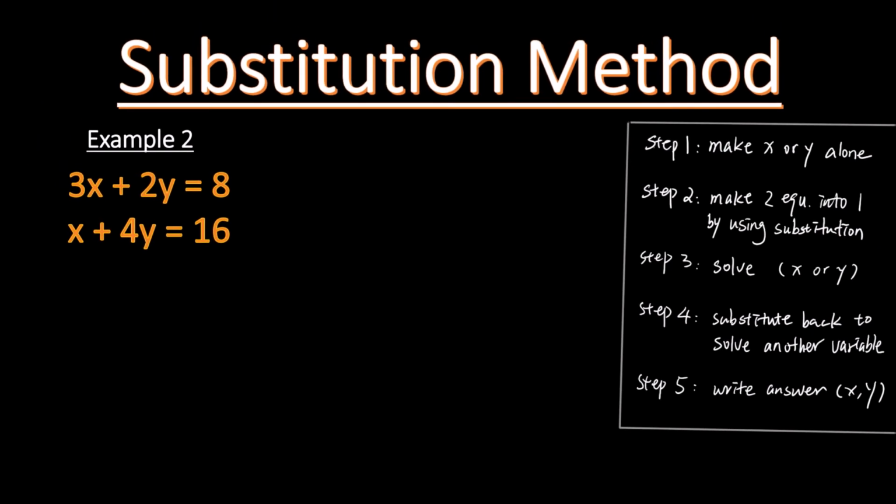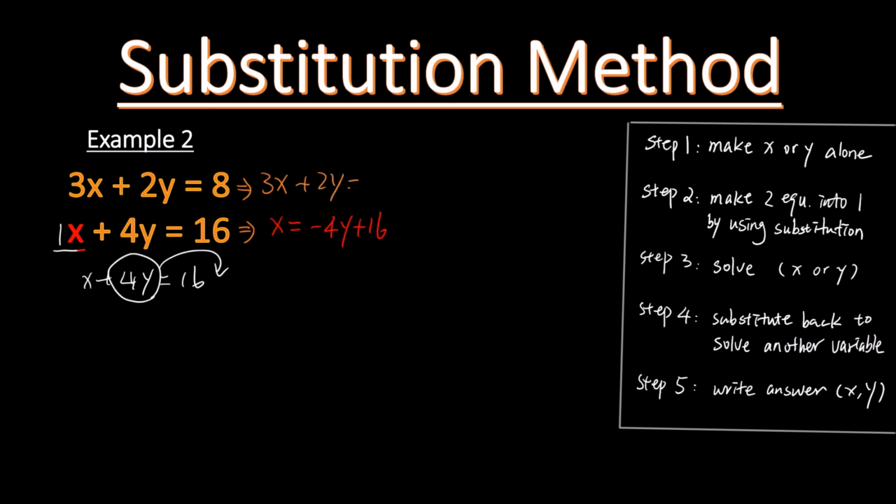Step 1. Make x or y alone. I choose x because in the bottom equation, the x already has a coefficient of 1. So in order to make x alone, I can transpose the 4y to the right. So I have x equals -4y plus 16. And I copy down the first equation here. 3x plus 2y equals 8.